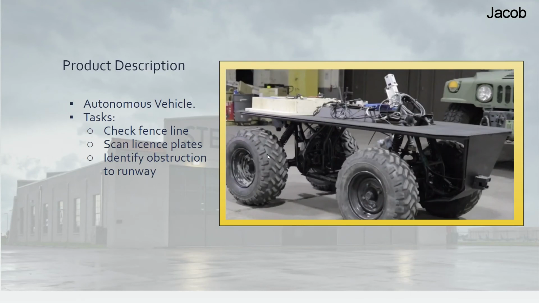Little Pig is a UGV, an unmanned ground vehicle, developed by and for the U.S. Air Force. Some tasks that the U.S. Air Force has for Little Pig is they want it to drive the perimeter of the base and check for breaks in the fence line, scan license plates, and chase birds off the runway or check for any other obstructions.